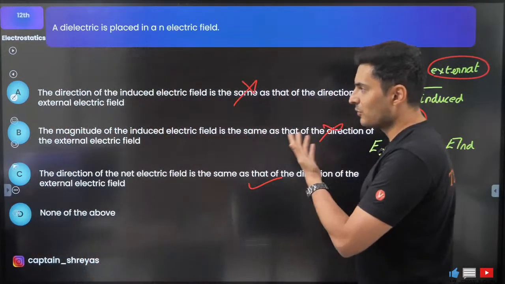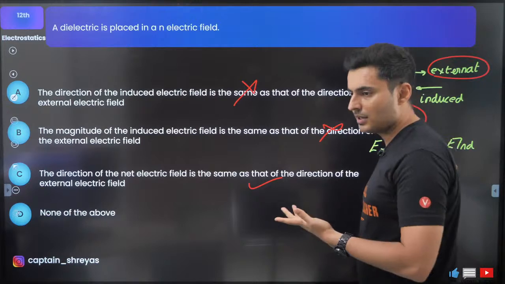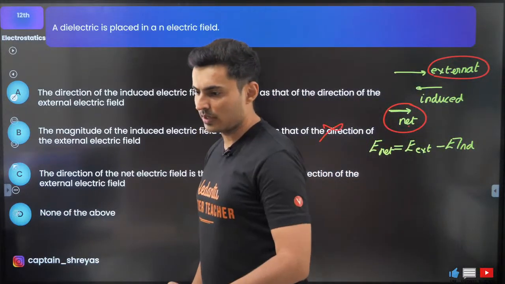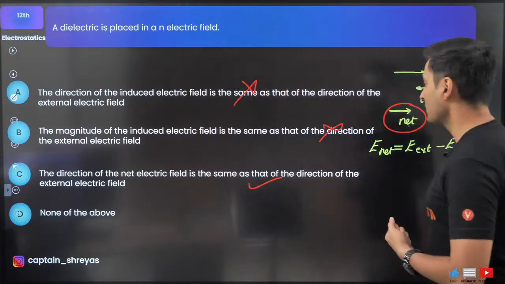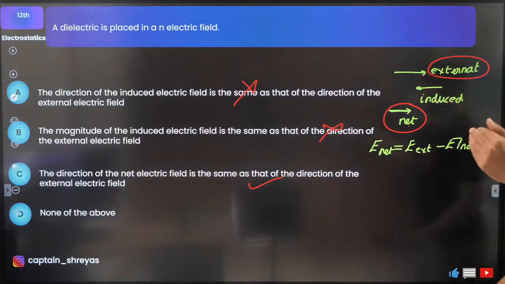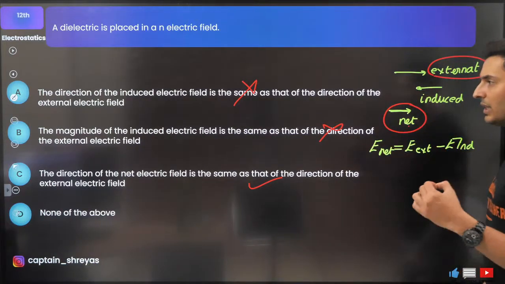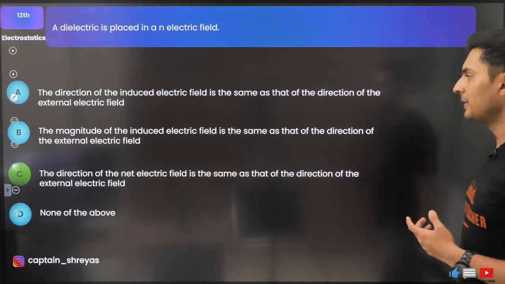Okay, very good, guys. For the previous question, you guys have answered very good. Raj, Aarti, Daily Blossom, awesome. And this is option C because net field and external field are in the same direction. Induced field will try to oppose the external field.